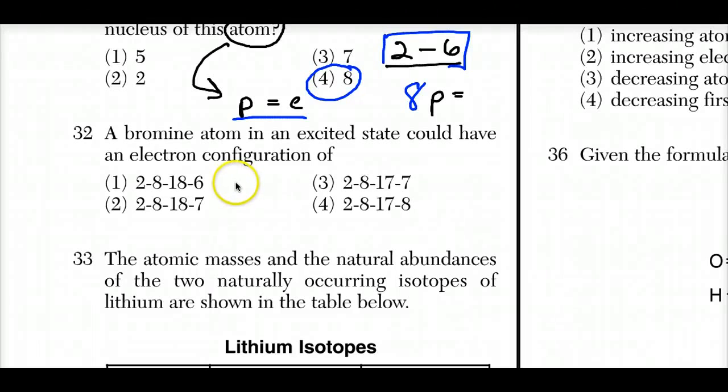Number 32. A bromine atom in an excited state could have an electron configuration of what? All right, so the key here is excited state. That is a clue here. And of course, an excited state is the idea that electrons, as we've talked about already in this test, this is the nucleus that's positive, and here are the different electron shells based mostly on proximity. Electrons farther away have higher energy.